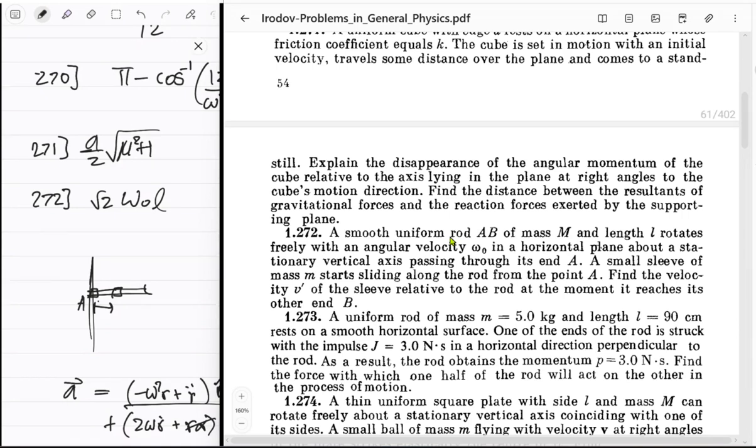Wait, maybe this question can be interpreted in two different ways. One, that there's an external force keeping it at omega naught throughout. Or this could be problematic, because either omega naught is constant, or omega naught is really just the initial angular velocity and then it's actually changing. This could really be problematic actually.